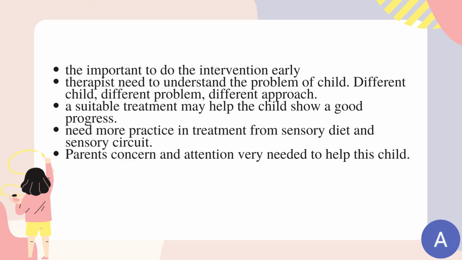They also need more practical treatment from sensory diet and sensory circuit, because these help a lot, especially for their sensory needs. And the last one is that parental consent and attention should always be given, because if they have this awareness, of course their child may have good progression after this.